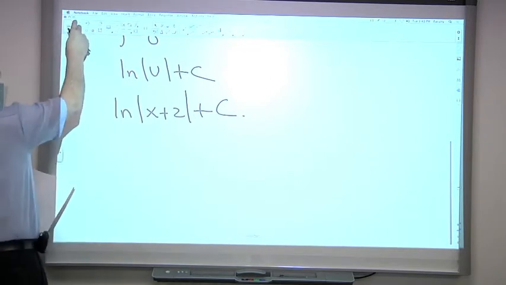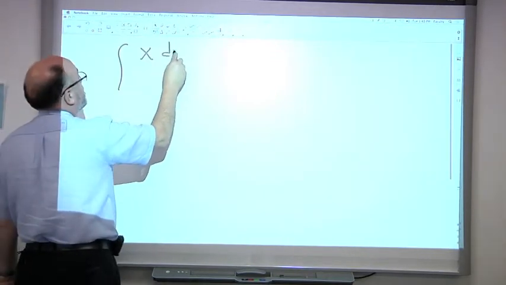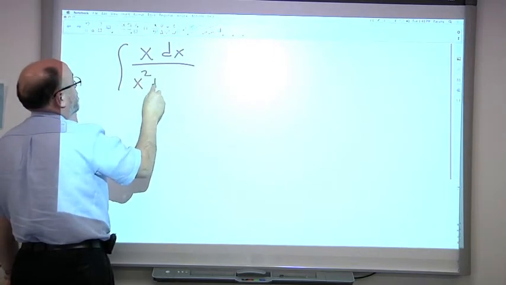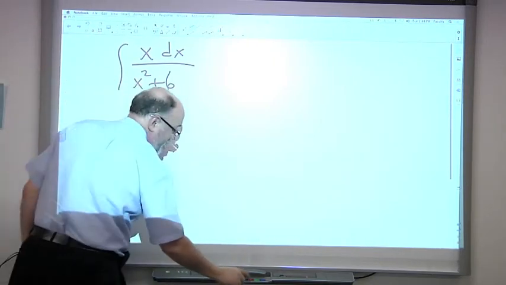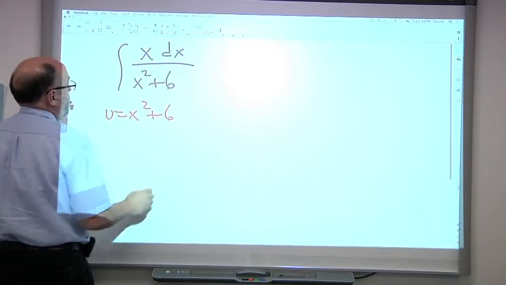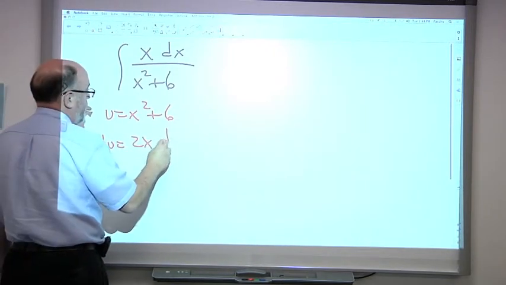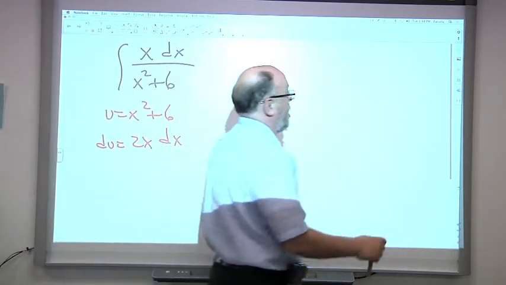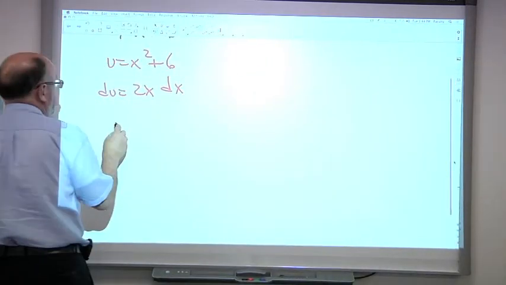Okay. And then another one of these. Let's do this one now. We've got x dx over x squared plus 6. And we have u is going to be the bottom term. And then the derivative of this, du, is going to be 2x dx. Again, we want to make our substitution. And so we have the integral.